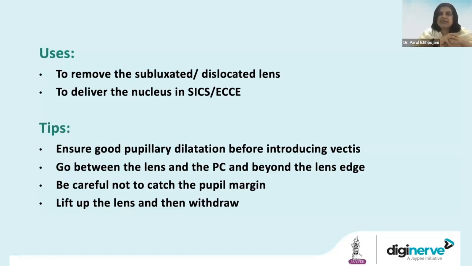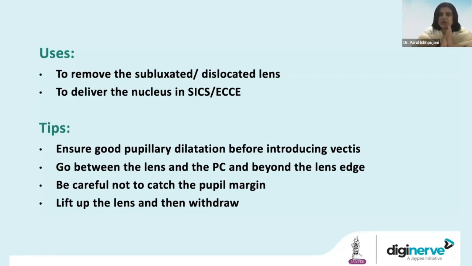So if the lens is in the anterior chamber, you can just glide it out using these instruments. The pupil should be adequately dilated before introducing the wire vectis or the nucleus loop. And one should go between the lens and the posterior capsule and beyond the lens edge, so that the entire nucleus is supported on the glide and you can glide it out smoothly.